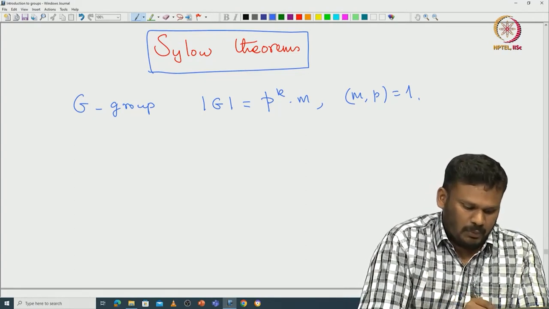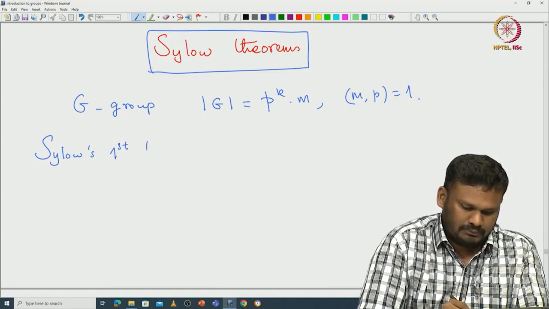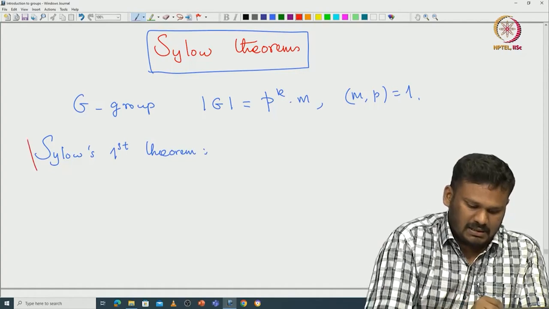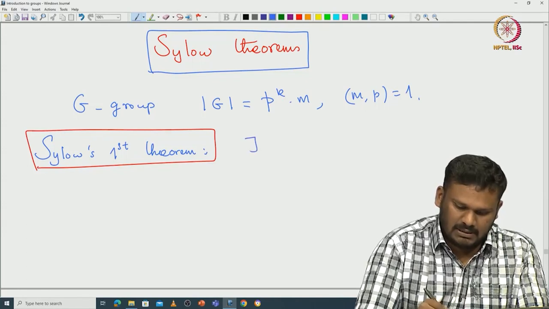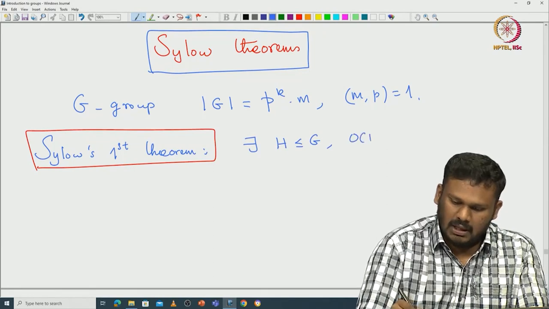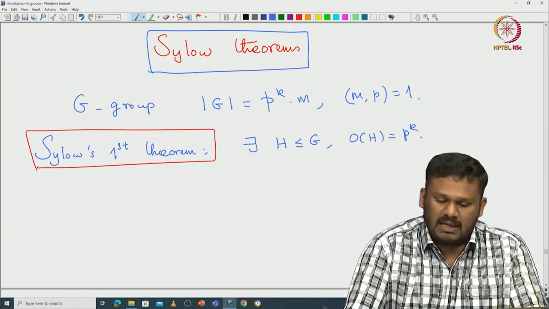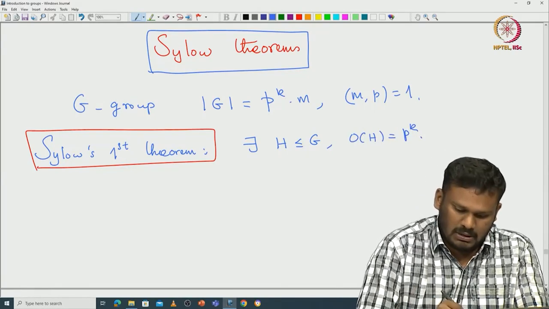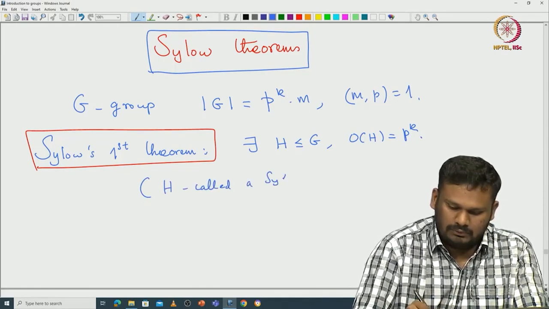So this is the statement of Sylow's first theorem, which says a Sylow P subgroup exists. That means there exists H, a subgroup of G, such that the order of H equals P power K. Any subgroup of order P power K is called a Sylow P subgroup. So H is called a Sylow P subgroup.